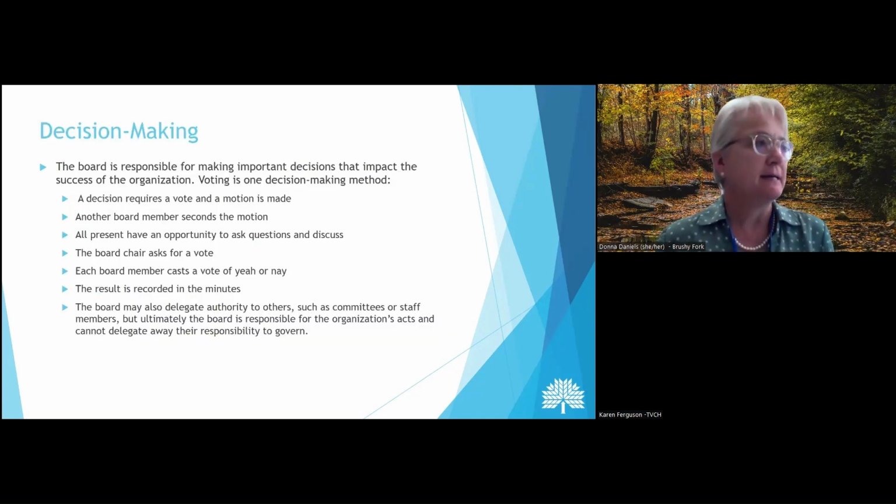About decision-making. The board is responsible for making really important decisions that impact the success of the organization. Voting is one decision-making method. And what we've outlined here is a very short outline of the way Robert's Rules of Order would work. That's a very typical decision-making process that boards use. Now, maybe not all boards use those, but we don't have time to go in depth into Robert's Rules of Order. But let's say a committee comes back with a recommendation and the board wants to make a decision about that. The decision requires a vote.